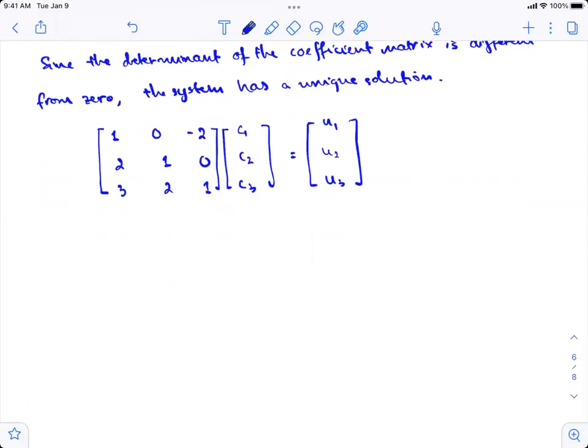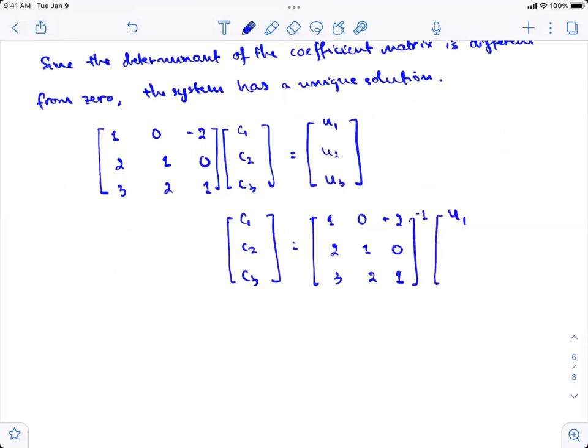So you can find C1, C2, C3, and this is going to be equal to the inverse of this matrix multiplied with U1, U2, and U3, right? In Python, you can find the inverse of this matrix by setting up the augmented matrix of the form A, the coefficient matrix, a vertical line, and the identity matrix, in this case the 3x3 identity matrix. You use Python, and it should give you the inverse of the matrix A. Okay.